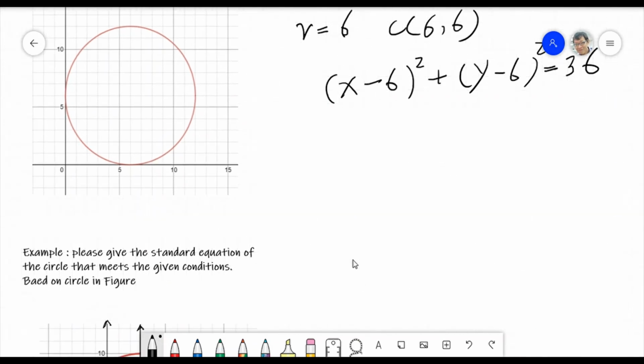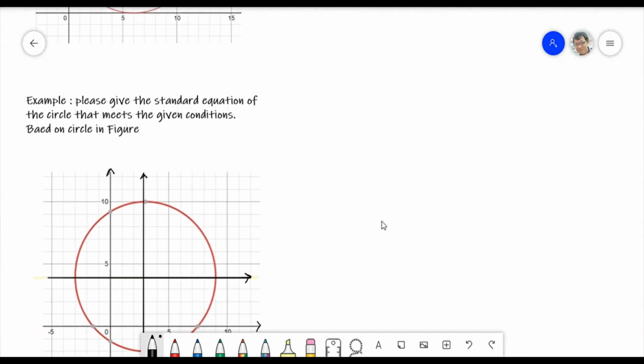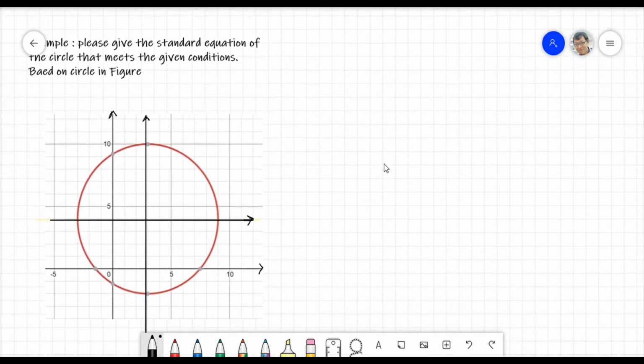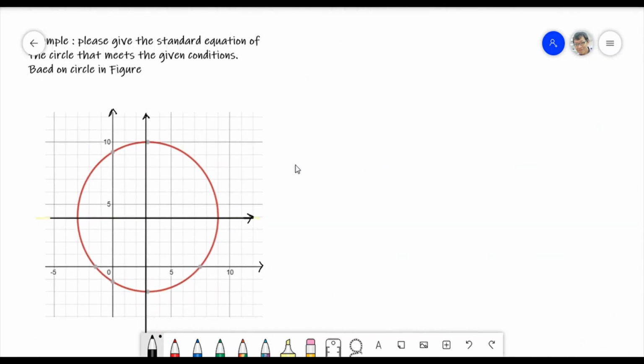So let's see the last question. You can make it. The last question is based on the circle. We write the function. So same thing. We need to find the two things. First is the center. So here I already drew the center here, but please don't misunderstand. The coordinate is here. So this is the center.